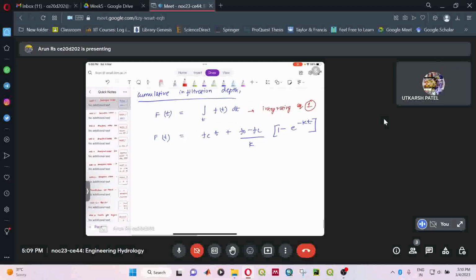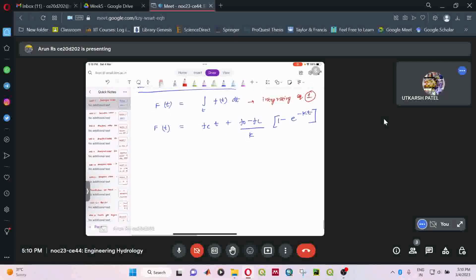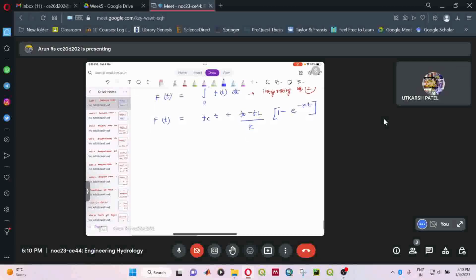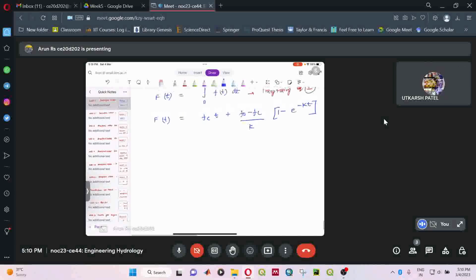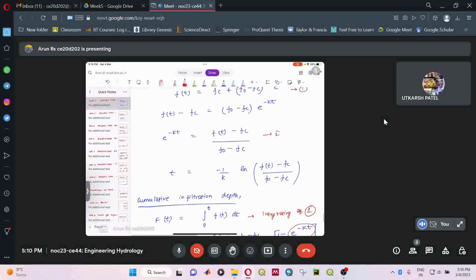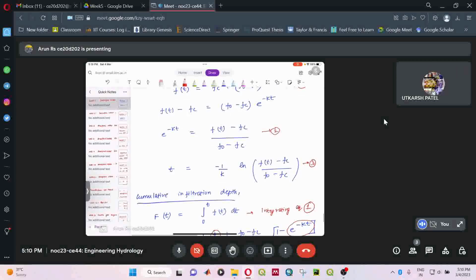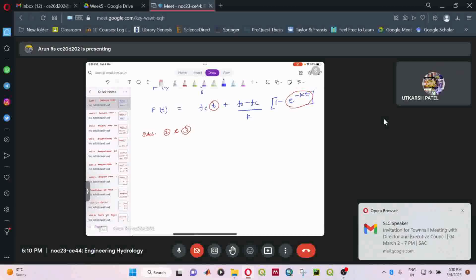So without any limits, I am just integrating. That's it, nothing else. So what we are doing is integrating from 0 to t. When you do that, you will get this expression. Now we have found the expression for t and the expression for e power minus kt. I will call this equation 2 and this equation 3. Substitute 2 and 3. I'm just going to substitute 2 and 3 in the above equations.